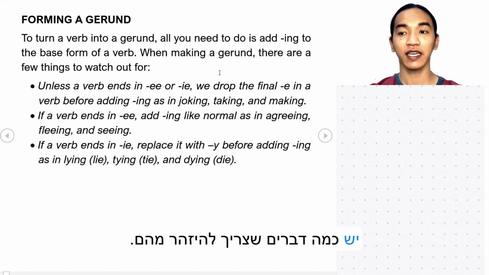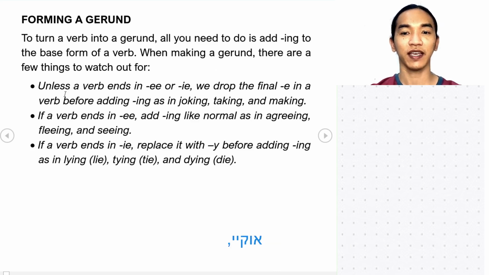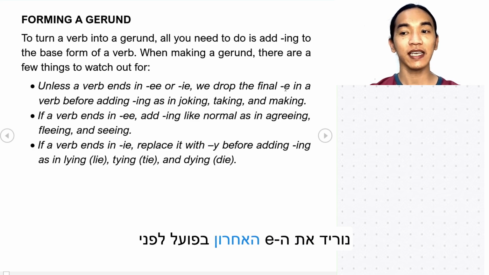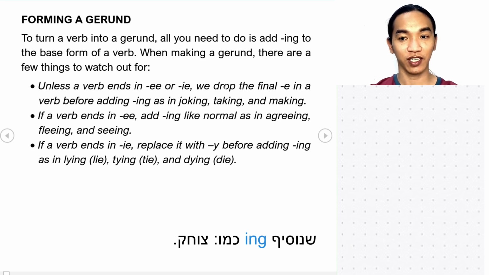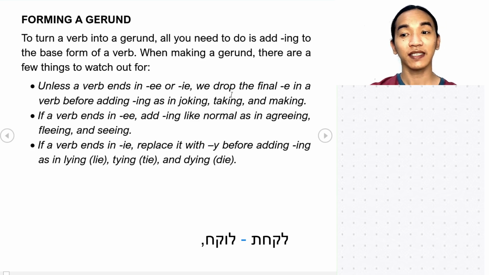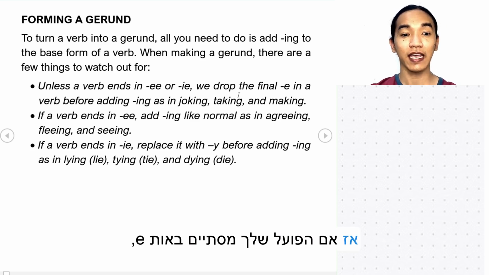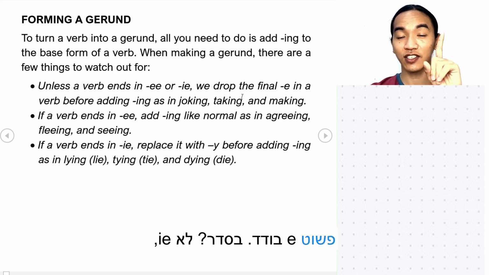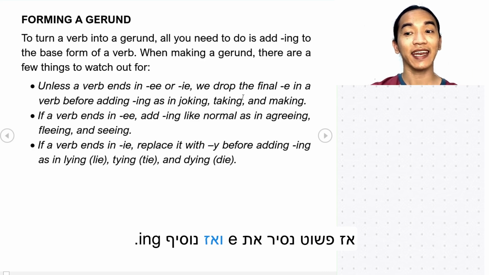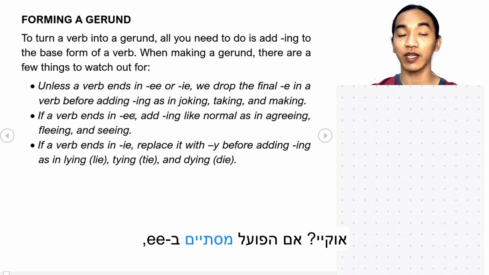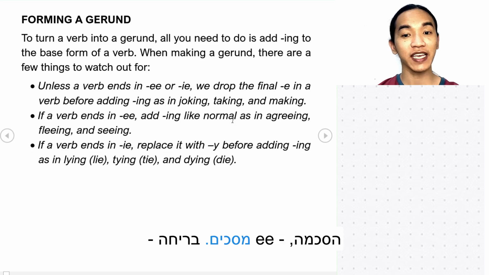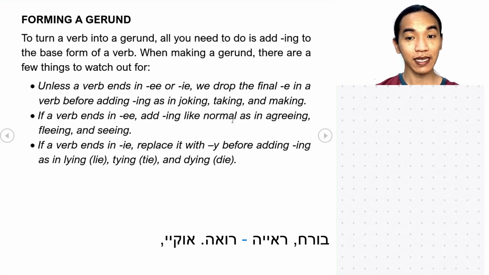When making a gerund, there are a few things to watch out for. Unless a verb ends in ee or ie, we drop the final e in a verb before adding ing, as in joke, joking, take, taking, make, making. So if your verb ends with letter E, just a single E, not IE, not EE, just remove E and then add ing. If the verb ends with double E, add ing like normal. For example, agree, agreeing, flee, fleeing, and see, seeing.